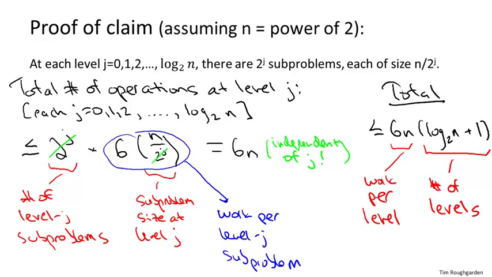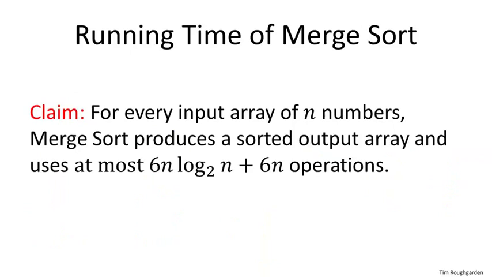So if we expand out this quantity, we get exactly the upper bound that was claimed earlier, namely that the number of operations merge sort executes is at most 6n times log base 2 of n plus 6n. So that, my friends, is a running time analysis of the merge sort algorithm. That's why its running time is bounded by a constant times n log n, which, especially as n grows large, is far superior to the more simple iterative algorithms like insertion or selection sort.